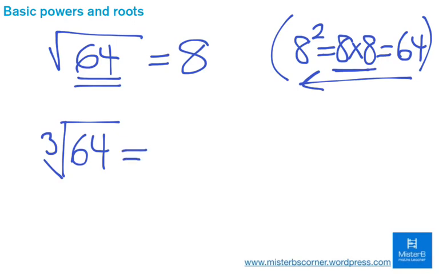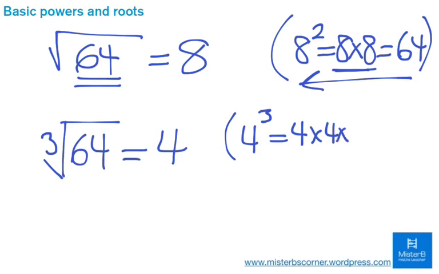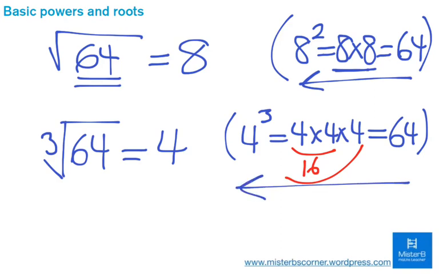When it comes to the cube root of 64, that's going to be 4, because 4 cubed, which is 4 times 4 times 4, gives us, well, 4 times 4 is 16, and 16 times 4 is 64. That's why when we reverse this, we find the cube root of 64 as 4. Let's look at an example.